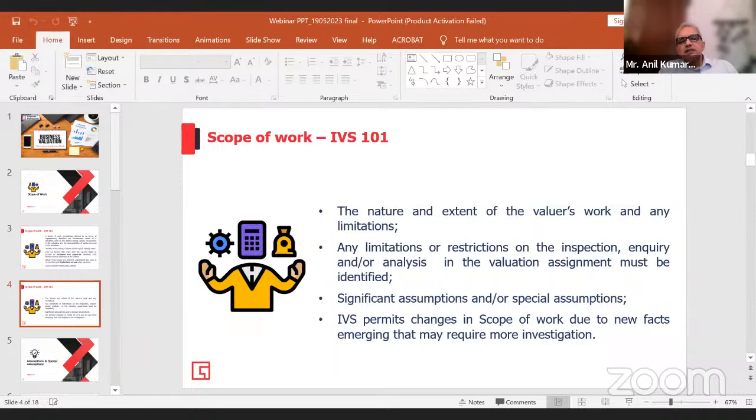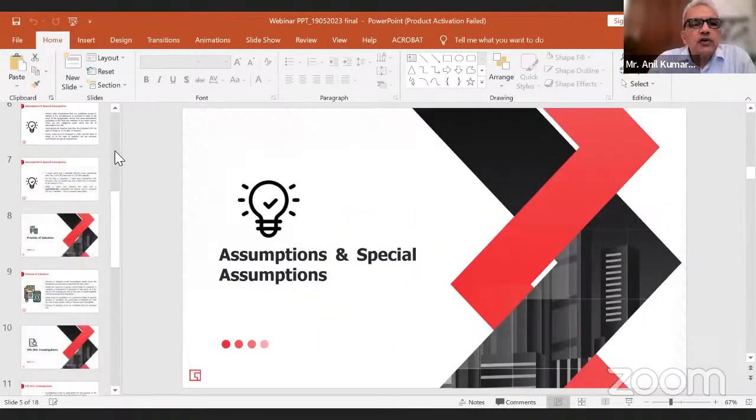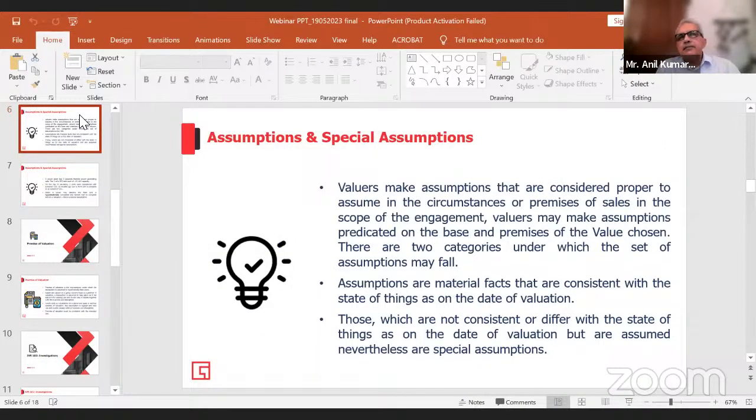The IVS permits this change of scope of work as facts emerge during the course of the assignment, and it needs to be recorded. Of course, it's better that the valuer records it in the scope of work. So you may be a little confused about what are assumptions and what are special assumptions. This is slightly technical, but it's important for us to understand.